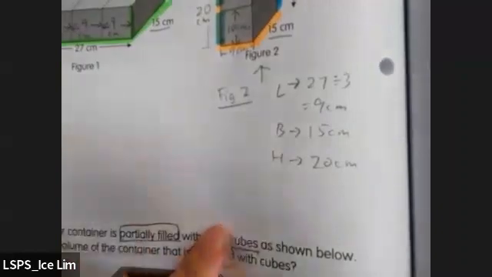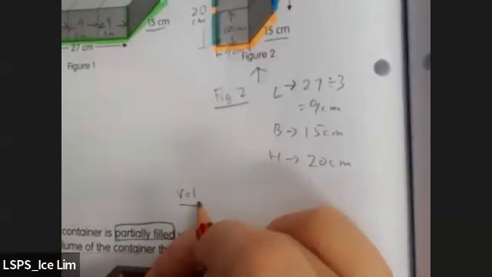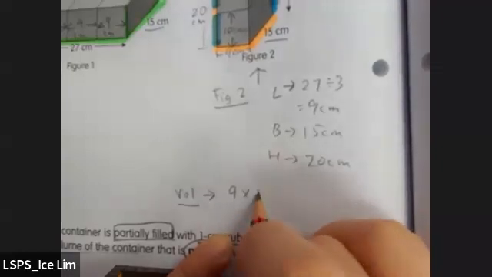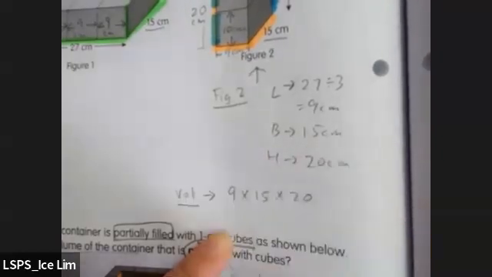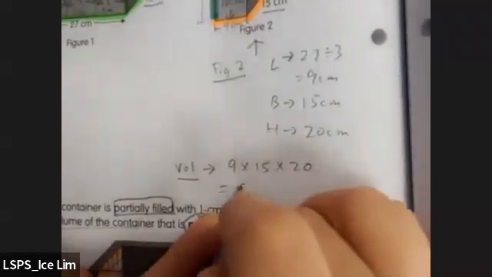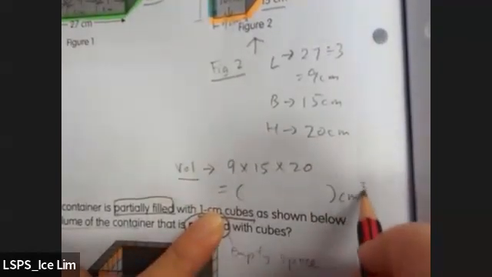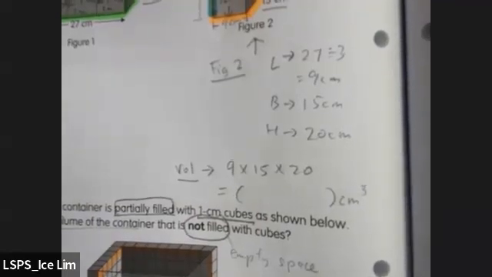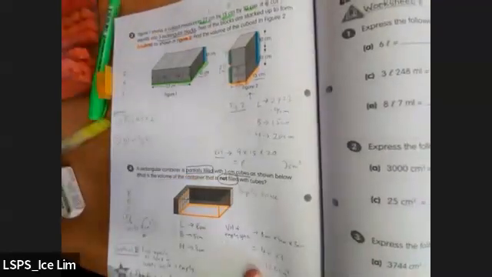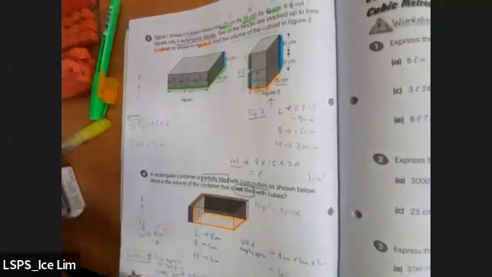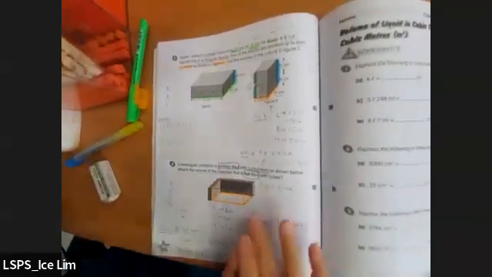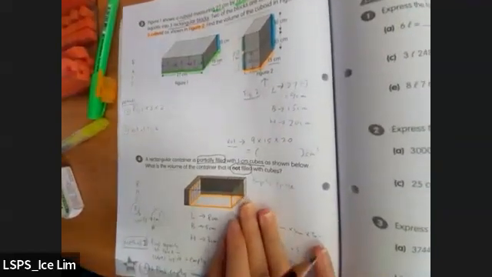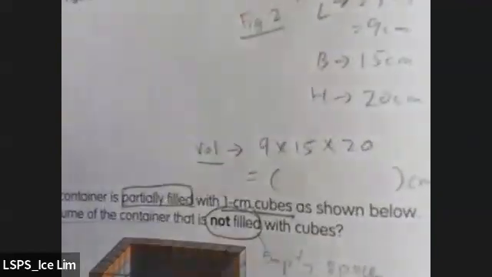So for figure 2, I can go straight away already. Volume of figure 2 will be length times breadth times height. That is 9 times 15 times 20. And that will give me an answer in cubic centimeters. That's the answer. That's all. Now, why did I leave a space there is to show you if I do method 1, which you can choose not to copy down, okay?